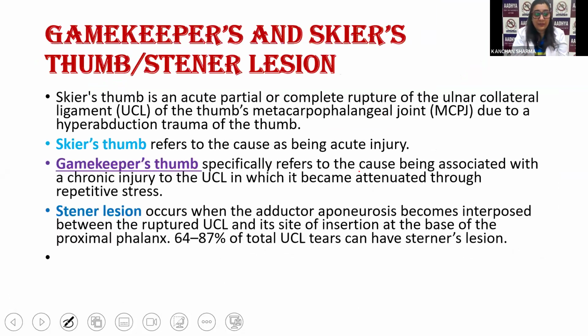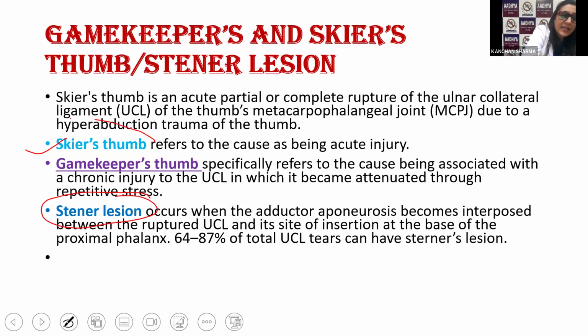Then this is important, okay? And this was again my RMSK question. This question is very close to my heart. Stener's lesion came to me during my exam, okay? So skier's thumb, gamekeeper's thumb, and Stener's lesion. Now in this also, it is the same ligament which is getting torn.